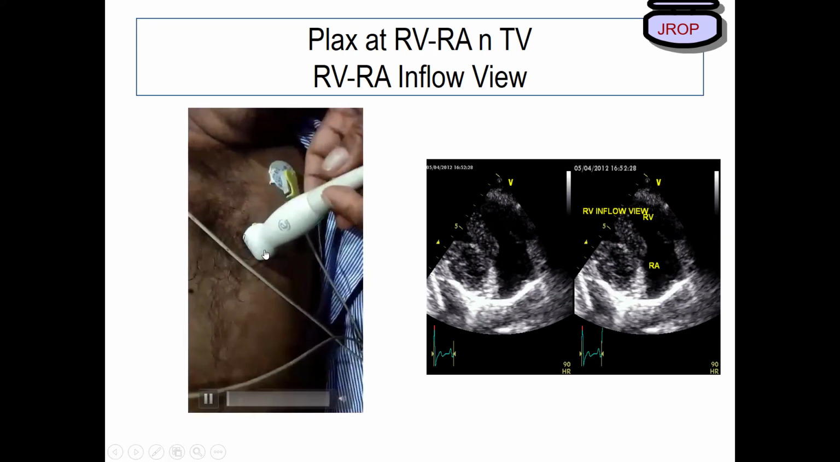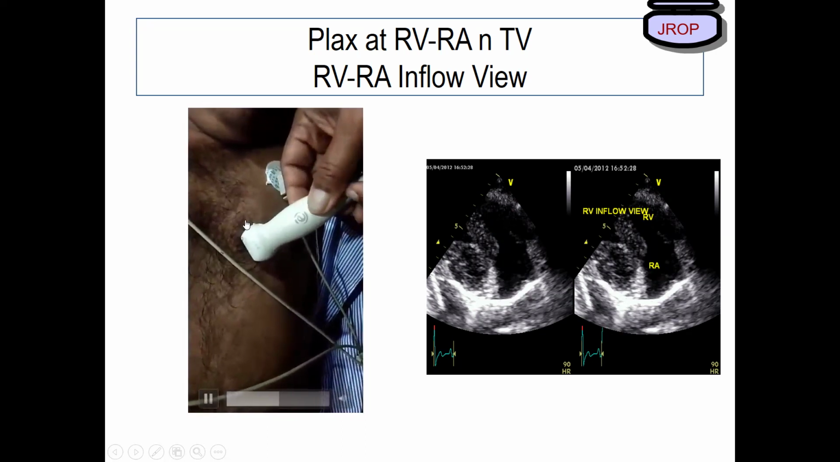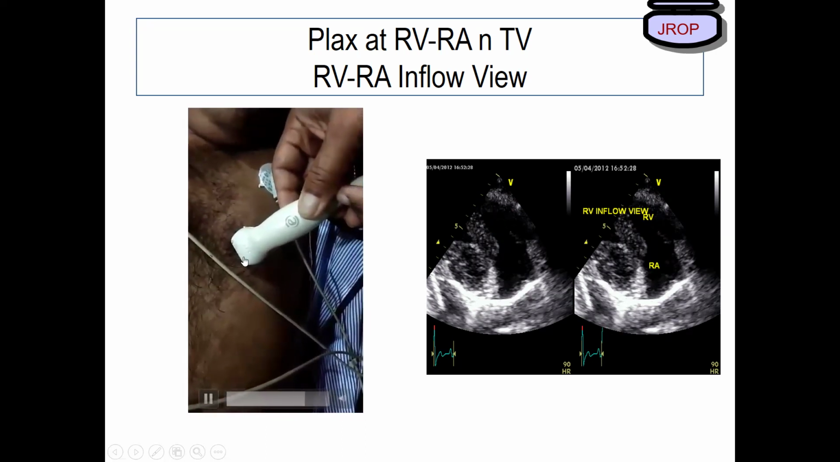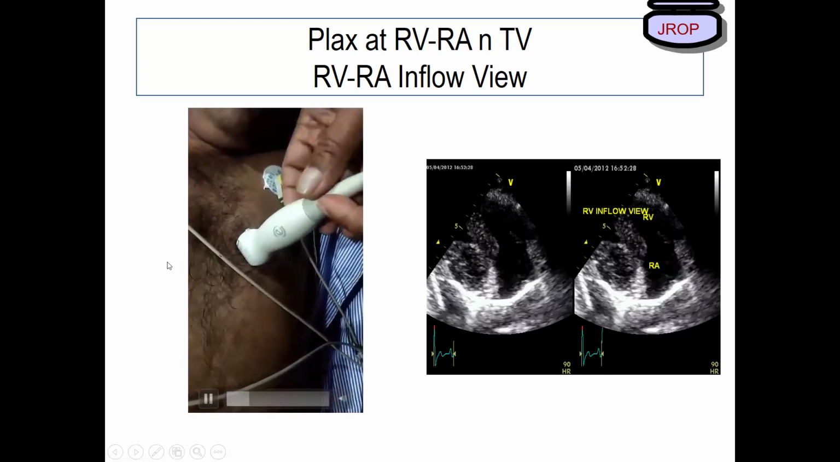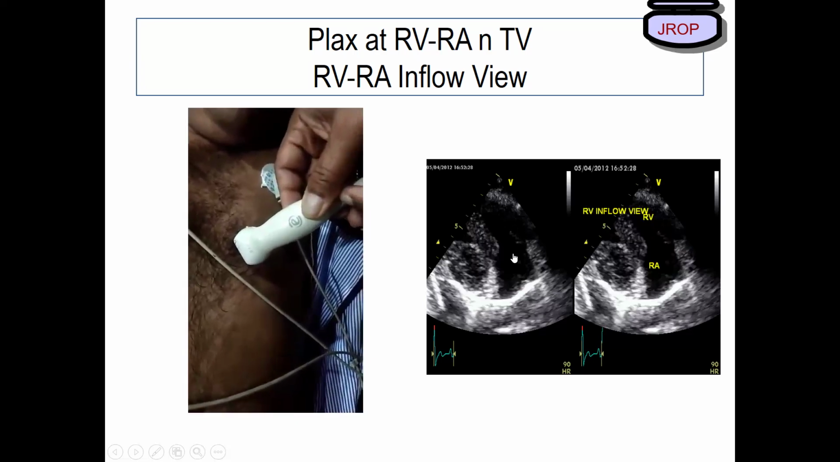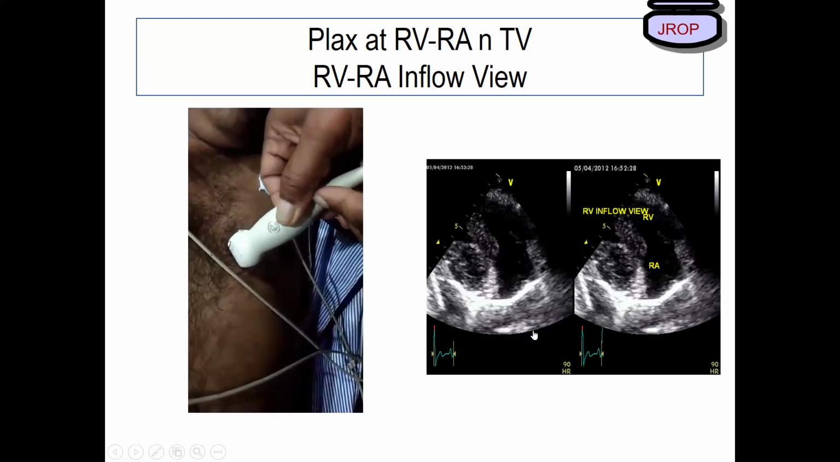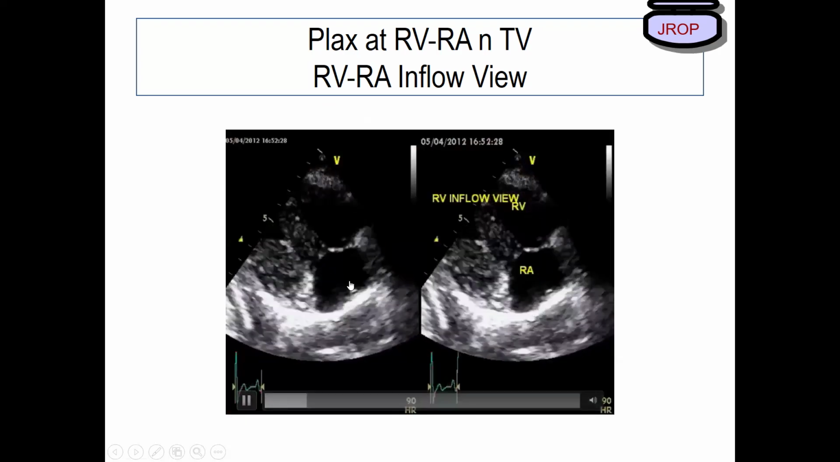Look at it carefully. Straight parasternal view, third intercostal space, index marker at 11 o'clock position. Instead of perpendicular, this probe footprint is looking towards the mediastinum, and we get the RV, RA inflow view. This is what the RV, RA inflow view is. This is RA, this is RV, and this is the tricuspid valve. And if you want a TR jet gradient, one of the windows is the RV, RA inflow view.